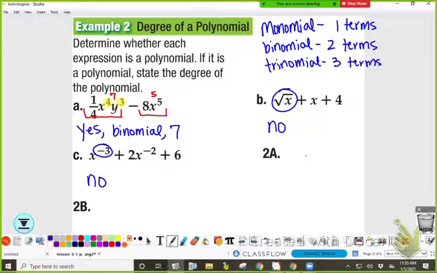You ready for the next one? 2a is x over y plus 3x squared. I hear no and a yes. I'm right, because the other two were no, so that's my guess. Is it a polynomial? It's not. There's a variable in the denominator. Good job, Kaden.